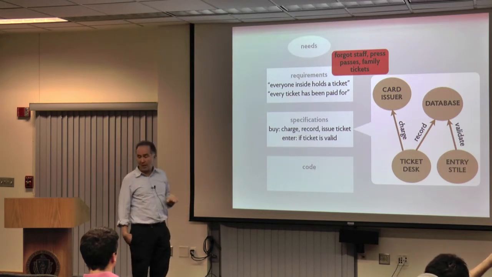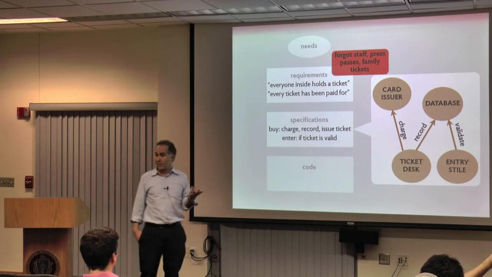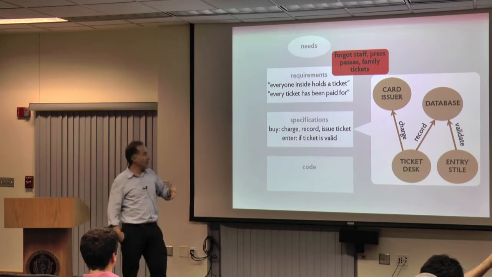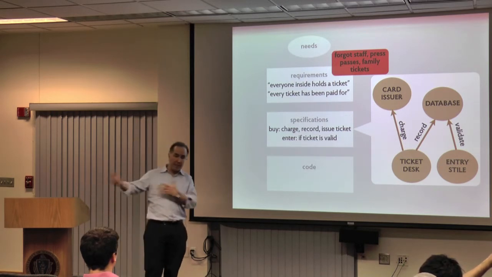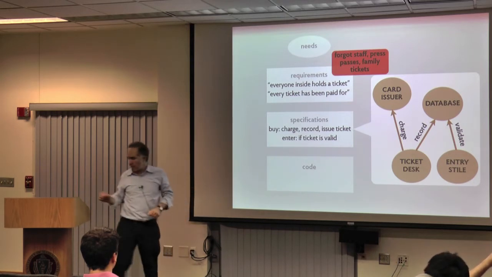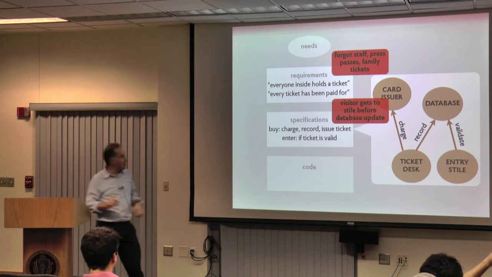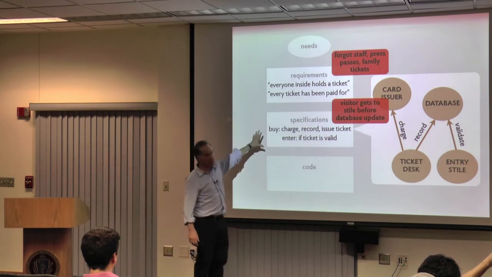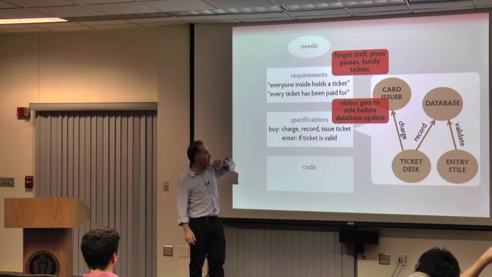And what about people with press passes? Well, they typically need tickets, but they don't need to pay for them. Or how about families? Well, families, maybe they pay for their tickets, but there's one ticket for the whole family. So I realized that these requirements aren't quite right. The mistakes at this level are essentially flaws in the architecture.